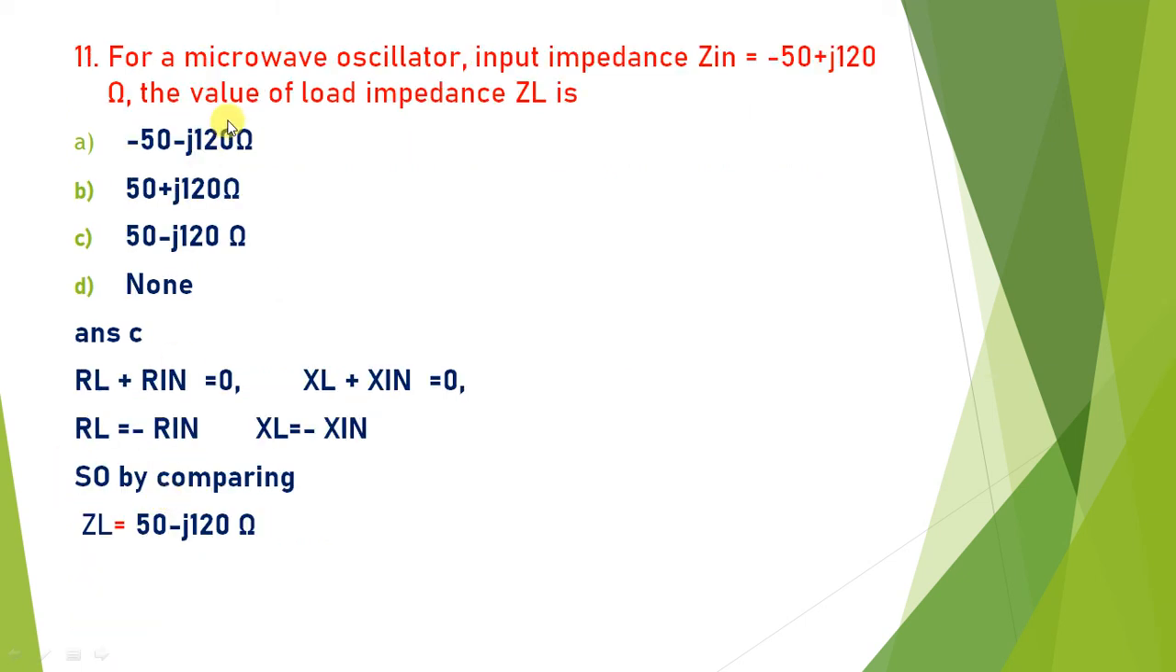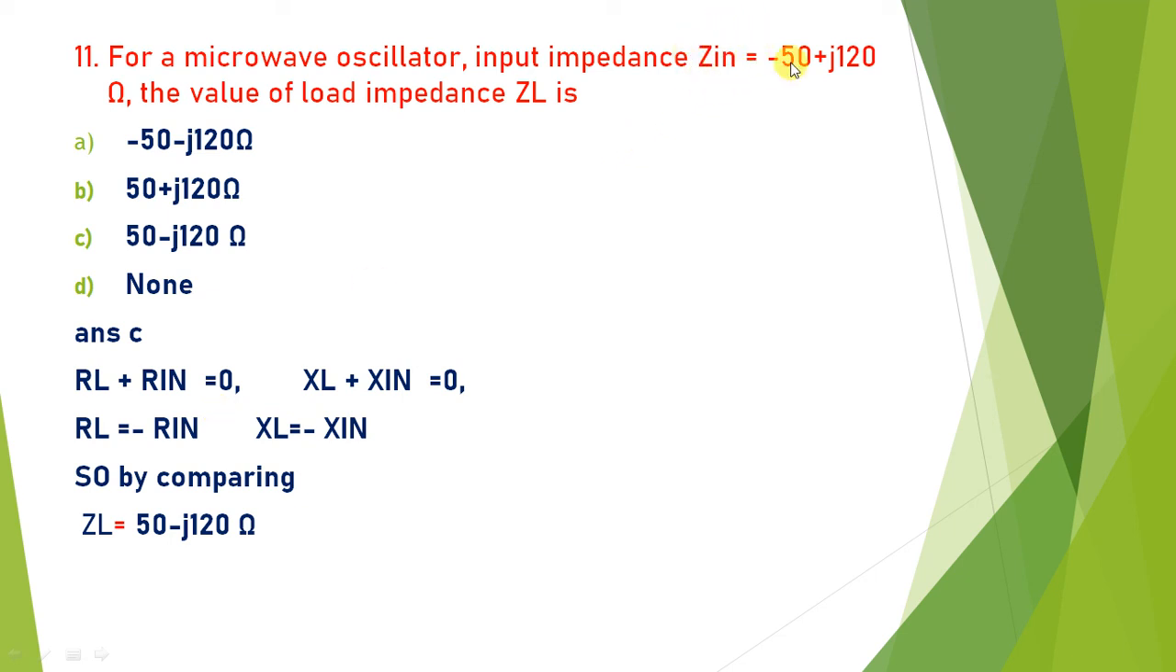For a microwave oscillator, the input impedance is -50 plus j120. What is the value of the load impedance ZL? Generally the equation is that the load impedance plus the input impedance is equal to 0. RL plus Rin is equal to 0, and XL plus Xin is equal to 0. That is, the load reactance plus the input reactance is equal to 0. So RL plus Rin equal to 0 gives RL equal to minus Rin, and XL equal to minus Xin.